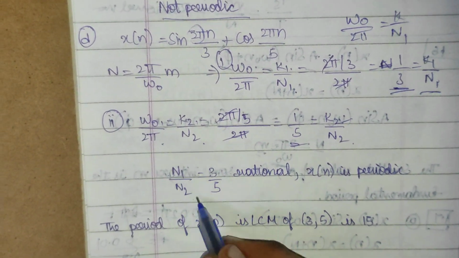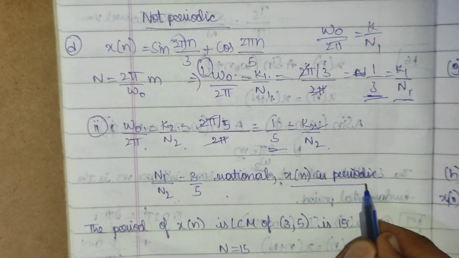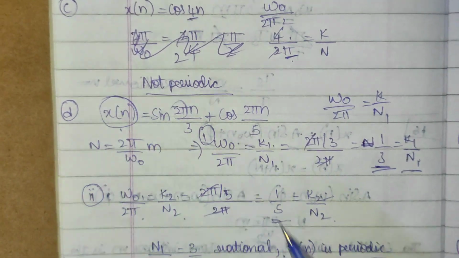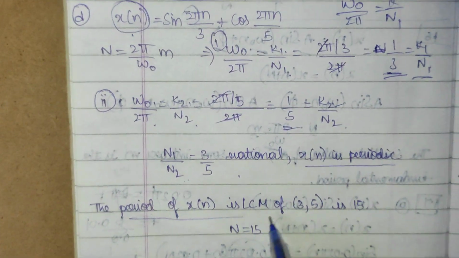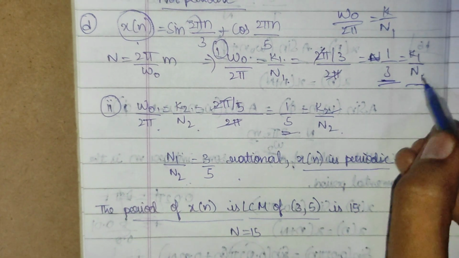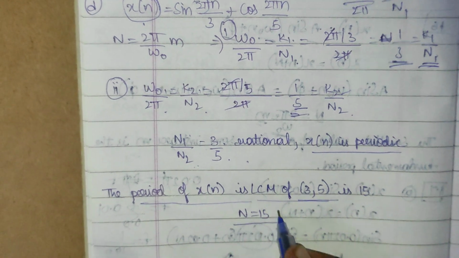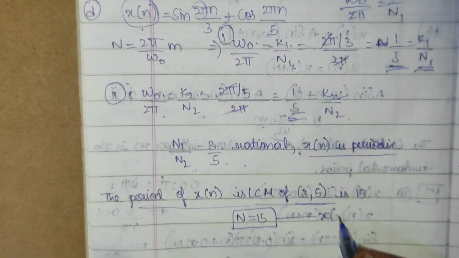If the ratio of N1 by N2 is rational, then x of n is periodic. So you know that this is periodic. But what should be the fundamental time period of x of n? We get the fundamental time period of x of n by taking the LCM of N1 and N2. For 3 and 5, the LCM is 15. So this is the fundamental time period of x of n.